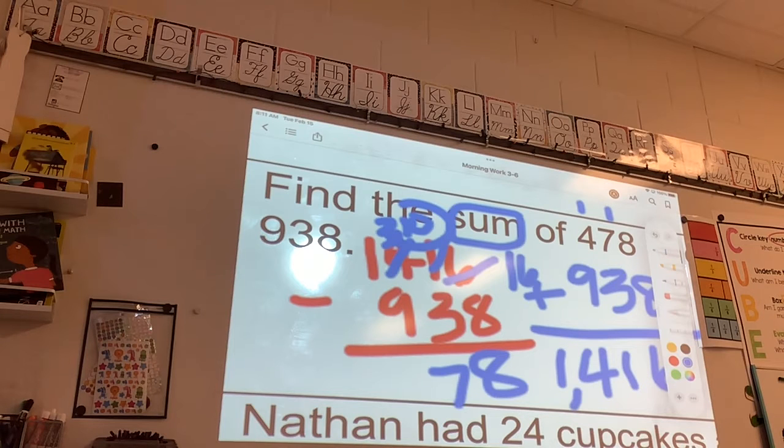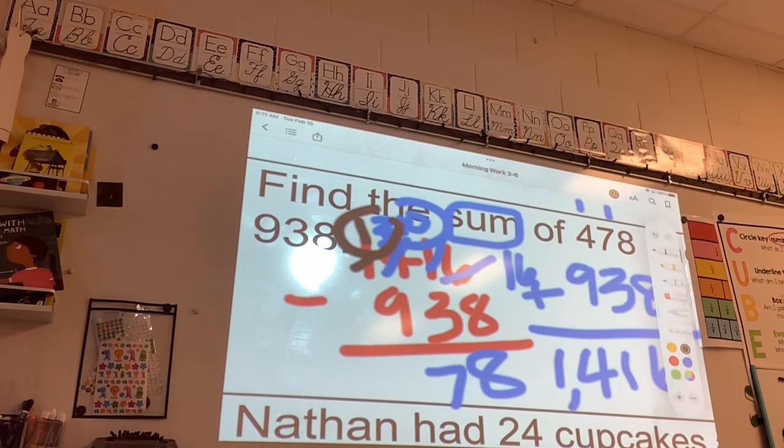And then we have a 3. Can we do 3 minus 9? No. We cannot. So we're going to make it 13 minus 9 is 4. So 478, which is exactly what we started with. You guys say it all.